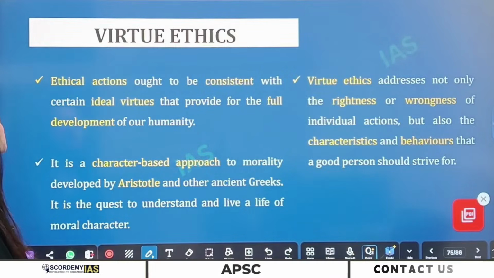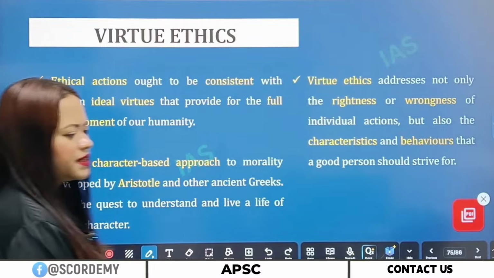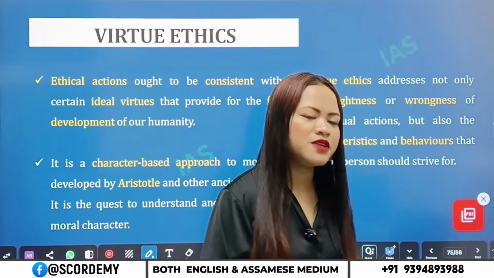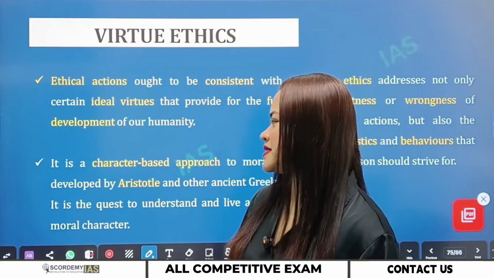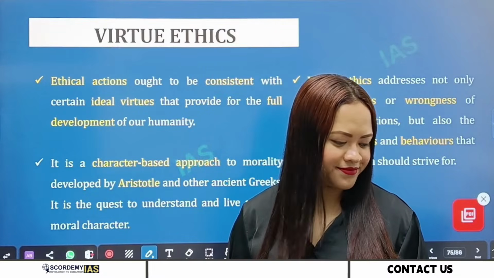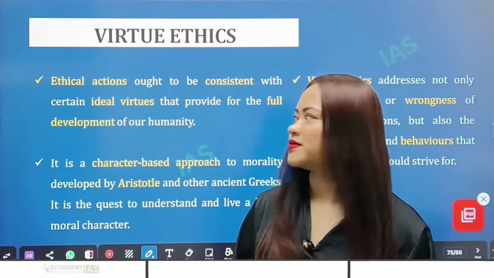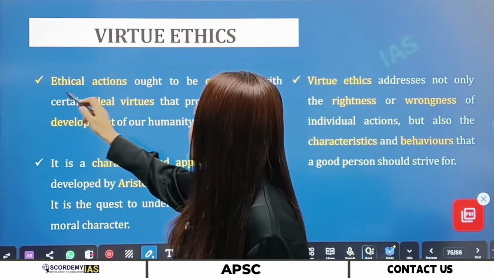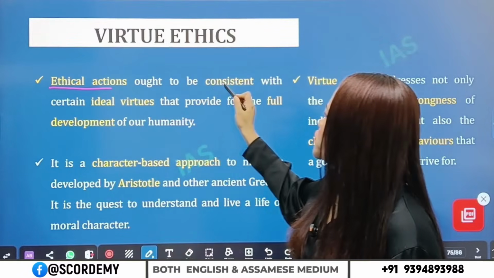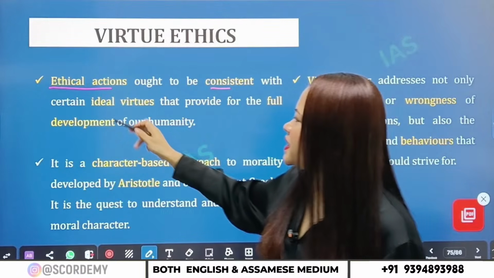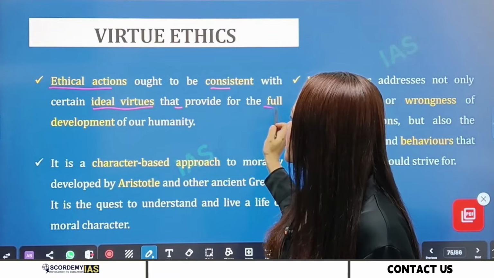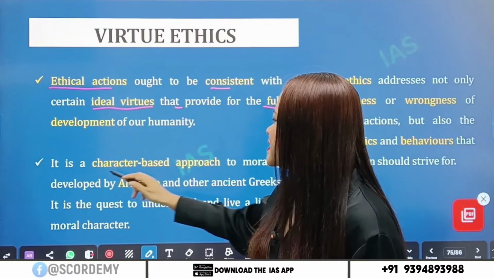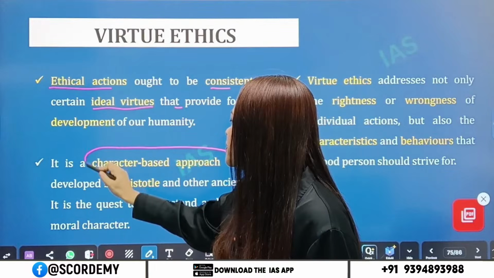Now, virtue ethics. Next, we have virtue ethics. I believe you have understood what deontology is, what utilitarianism is. Virtue ethics: ethical actions ought to be consistent with certain ideal virtues that provide for the full development of our humanity. It is a character-based approach.